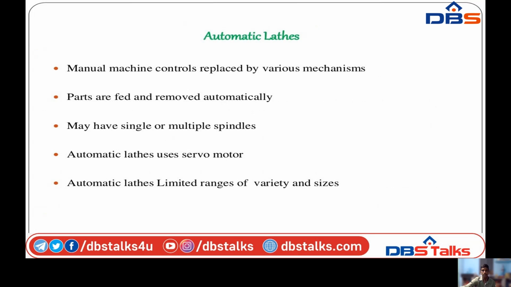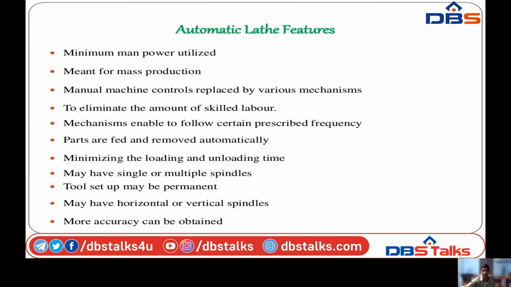Manual machine controls are replaced by various mechanisms. They may have single or multiple spindles. In automatic lathes, two classifications are there: one is single spindle and the second one is multiple spindle. First of all, I am discussing automatic lathe features. Minimum manpower is utilized, that means only in loading the bar stock do we require manpower. After that, all are machining operations meant for mass production.